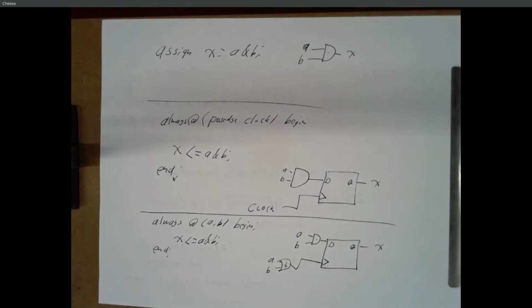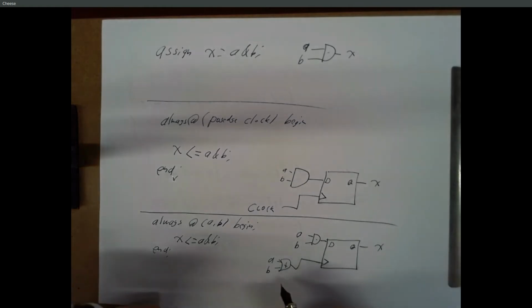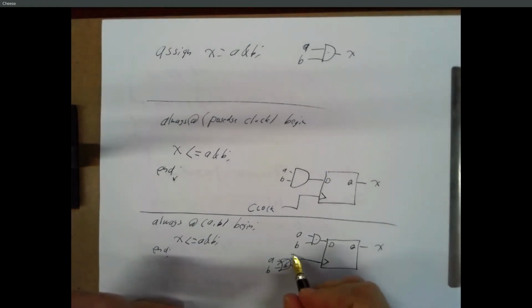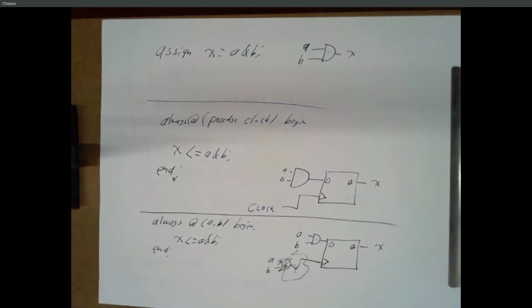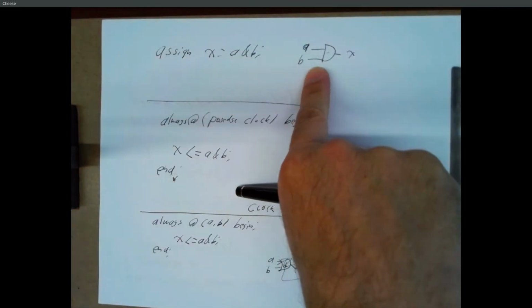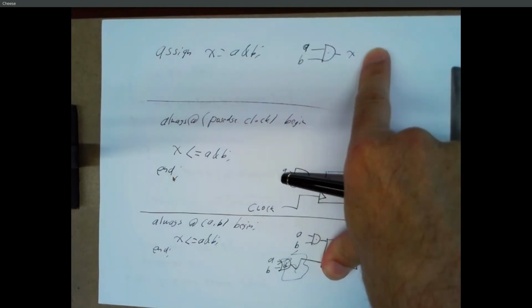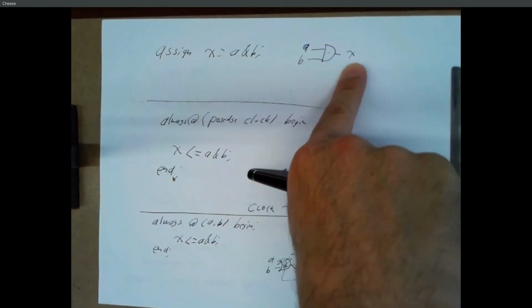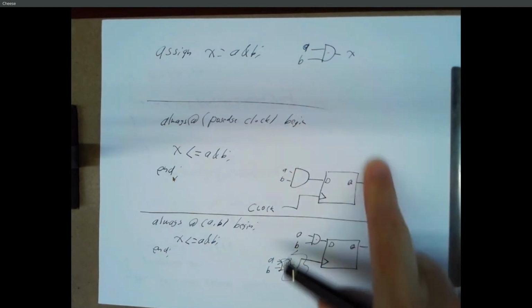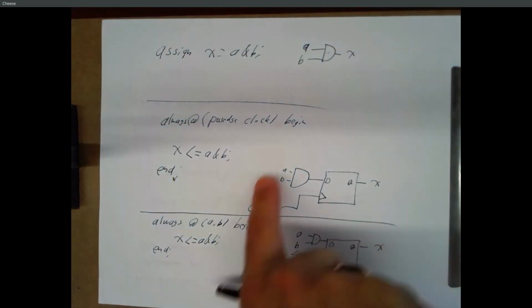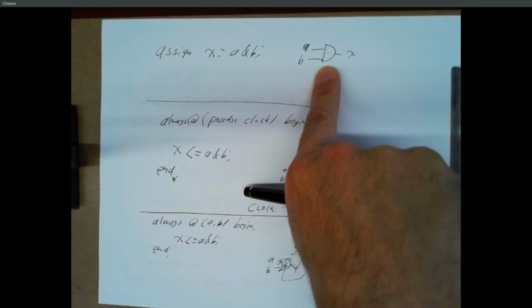This always at A, B says whenever A changes or B changes. So no, it's not really an OR gate. There's something else here, something magical. But the meaning of this Verilog is if A changes or B changes, I want to set X equal to the AND of A and B. And logically, that's exactly the same thing as just a plain old AND gate. Because what does this thing do? It says whenever A changes or B changes, change the value of X to be the AND. And a good synthesizer will probably turn this directly into just an assign statement, just a plain old AND gate.